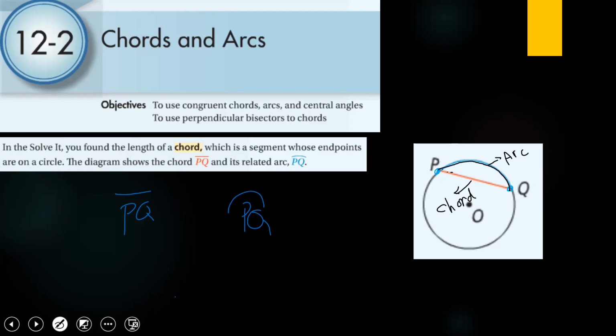So both of them have the same endpoints, but the curve is an arc and the line segment is a chord. And teacher, the other side is also an arc, right? Yes. You mean this one here? Yes, this is a major arc, and that's a minor arc. Okay, thank you, teacher. You're welcome. So PQ is an arc, and the line segment PQ is a chord.